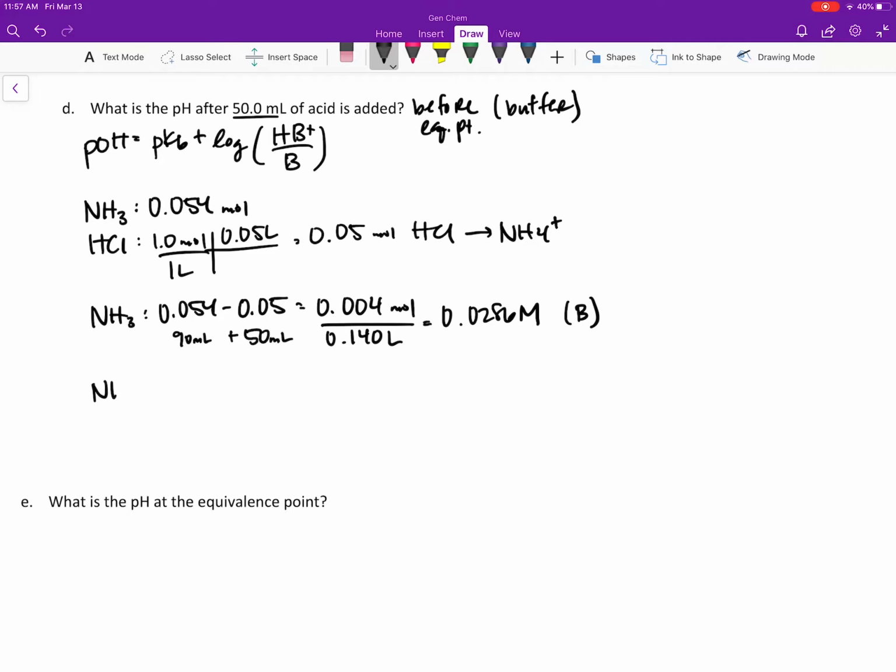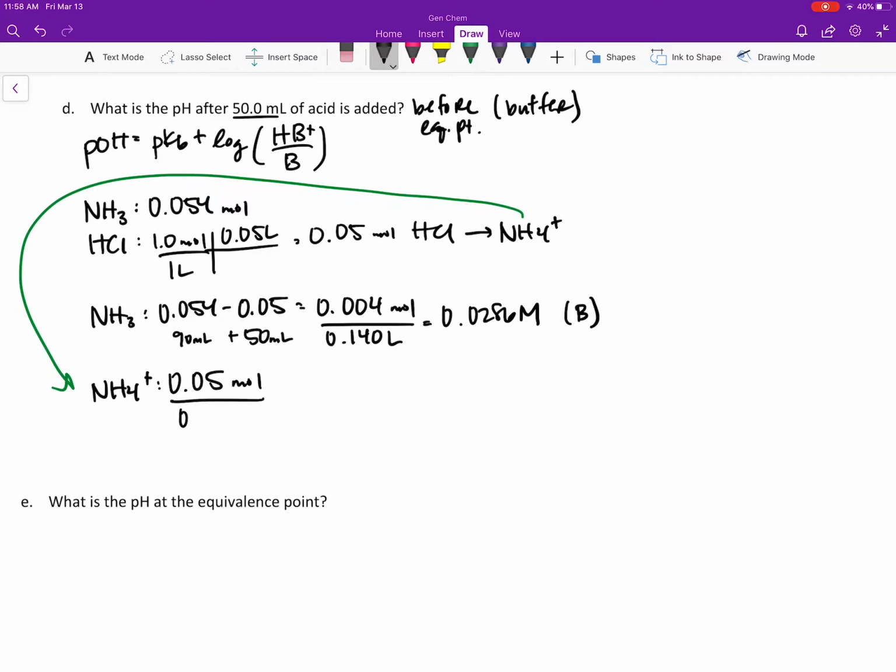Now my ammonium, 100% comes from the HCl that I've added. So I'm going to take all of the moles of HCl, and they are going to become my moles of ammonium. I'm going to divide that by the new volume that the ammonium is in, and that's going to give me a molarity of 0.357. And this is my HA.